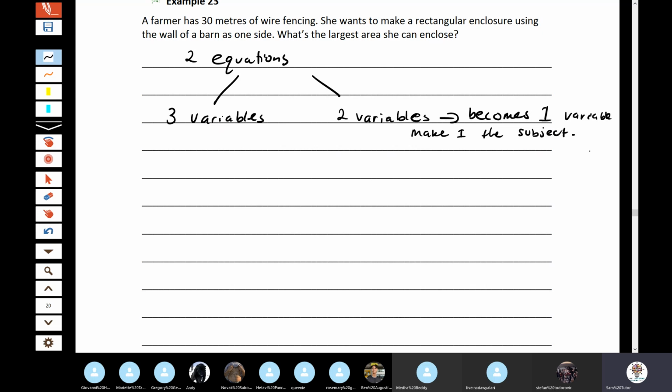What do you do with that 1 that you've just made the subject? Sub it into here, sub into there. So then you'll have 2 variables. Once you've got 2 variables, just like y's and x's, you differentiate, do stationary points, do nature. There is no point of inflection.